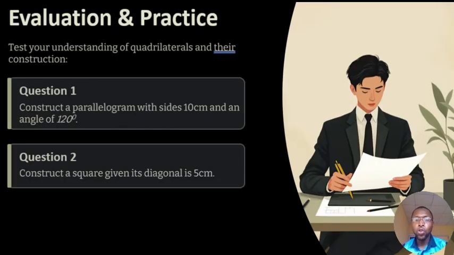All right. So aside that, I will also want you to construct a parallelogram with side 10 centimeter and angle of 120 degrees on your own. Try it on your own, and then construct a square given that the diagonal is 5 centimeter, following the step given in the previous slide.